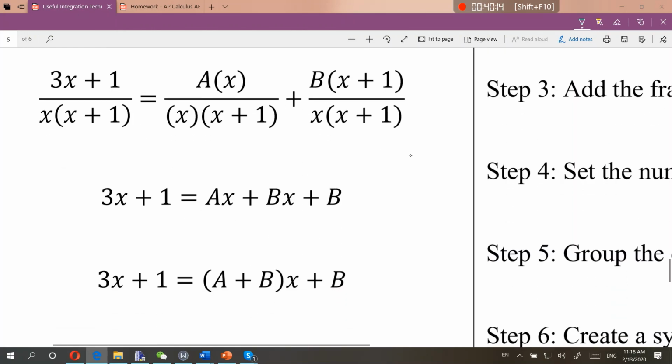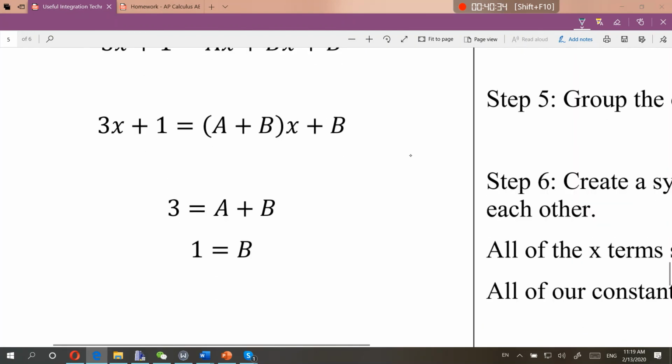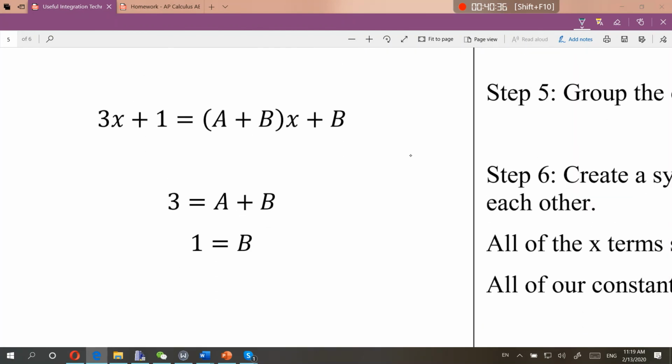Okay, and then I can use any techniques you want in order to solve for a and b. A and b are just constants, or coefficients. So I could group these and say my only constant is b right now, so b must equal 1. And then a plus b must equal 3 because my coefficients of x have to equal each other, right? So if 3 is a plus b and b is 1, then a is 2.